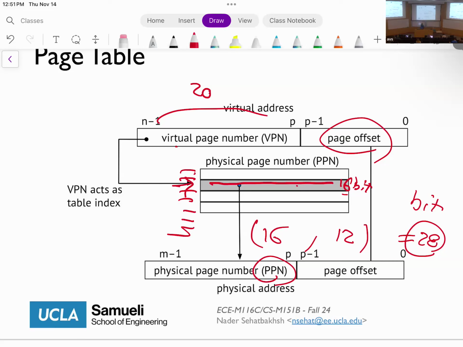Yes, the question is that wouldn't this make the page table huge? And that's true. And we're going to actually talk about, in reality, what really happens. To quickly answer your question, not everything in this 2 to the power of 20 is actually valid pages. So you only store valid pages, which is significantly less than this.